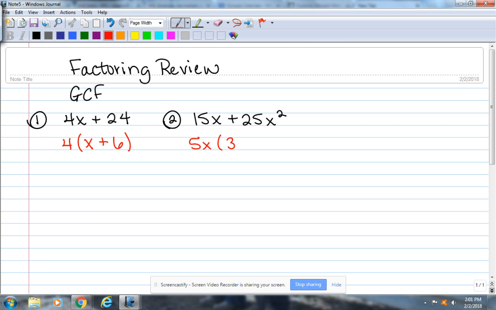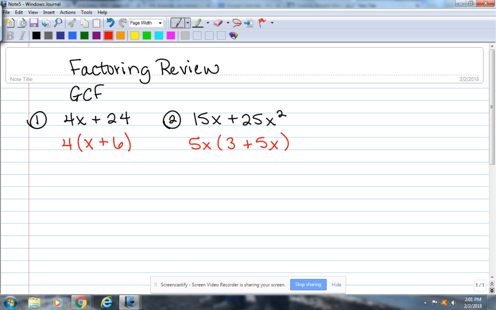Right? Plus, what times 5 makes 25? 5. And what times x makes x squared? Another way to think about it is, you got 1 x right here, and they've got 2 up here. How many more do you need? 1 more. Does that make sense? All right. So there's your answer right there.